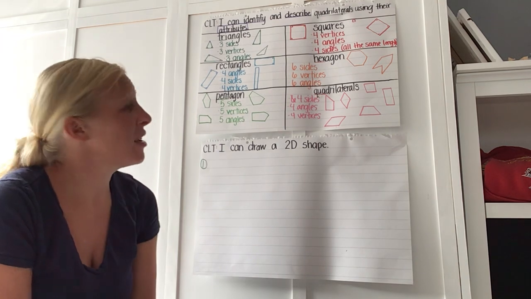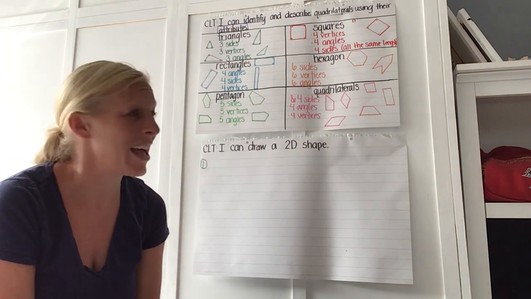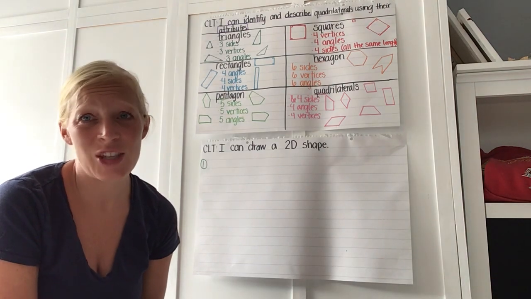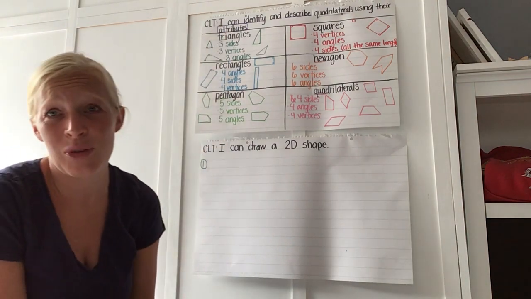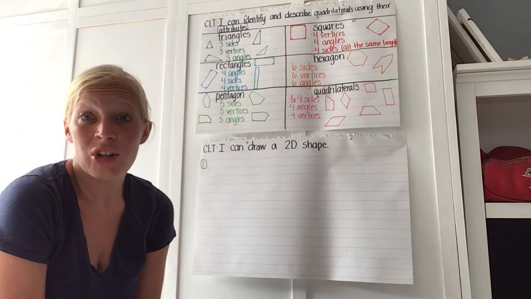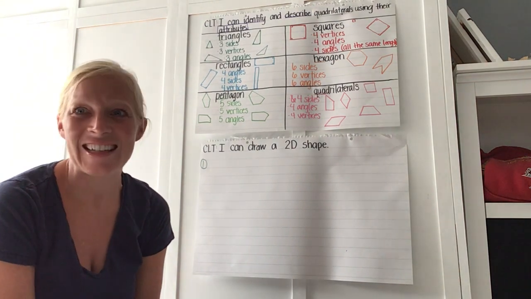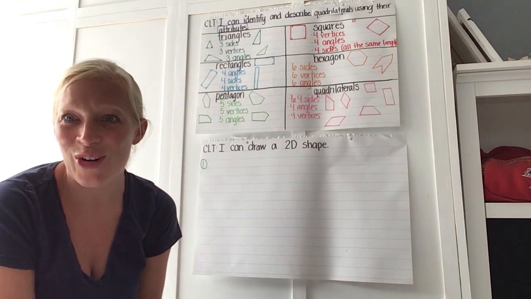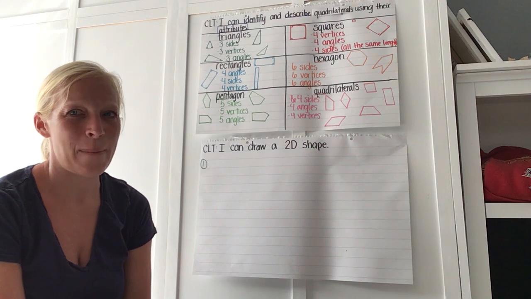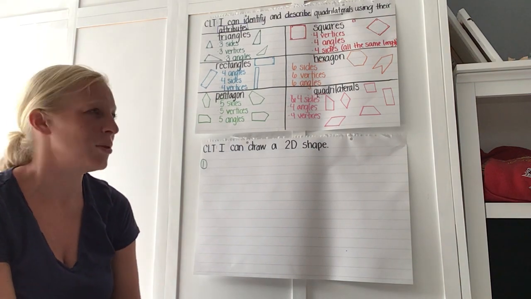I love seeing and hearing you saying things like sides, angles, vertices, really focusing on those attributes you've been using to prove what shape that you're looking at is. Today, we're going to do some drawing and creating. So let's get those targets ready and take a peek at what we are in store for today.